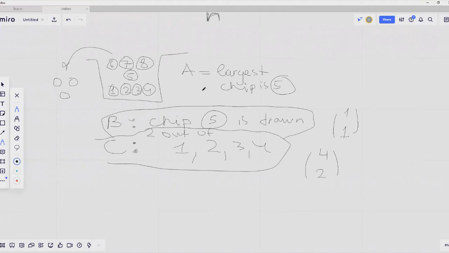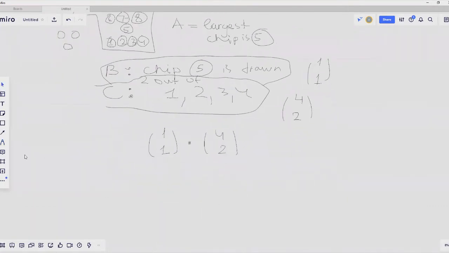Now, by the multiplication rule, the total number of ways we can perform A is equal to the product 1 choose 1 multiplied by 4 choose 2. And finally, the total number of ways we can choose 3 chips out of our 8 is given by 8 choose 3. So the probability of A is then defined as the following ratio here.